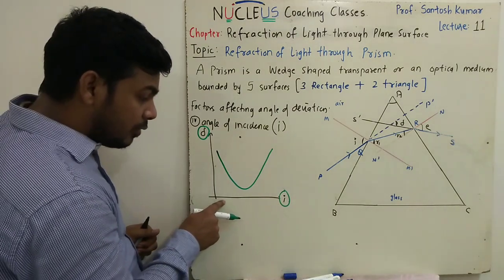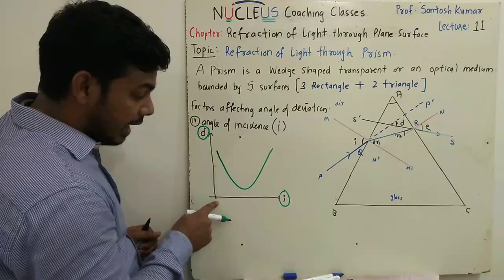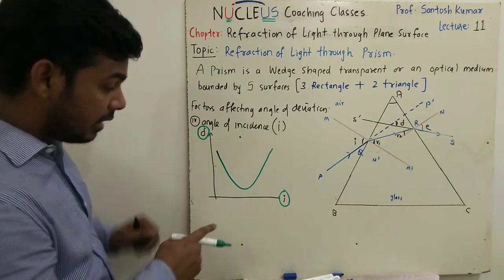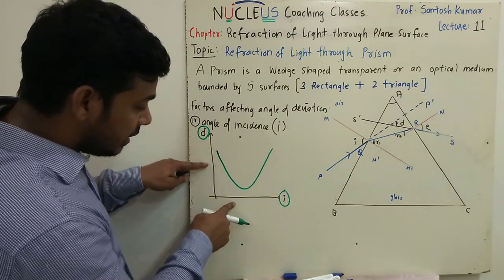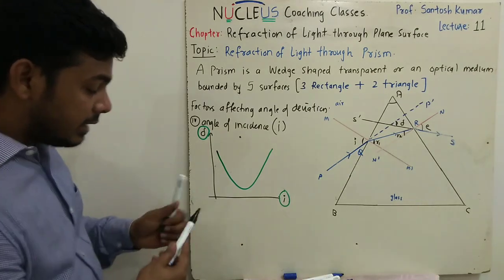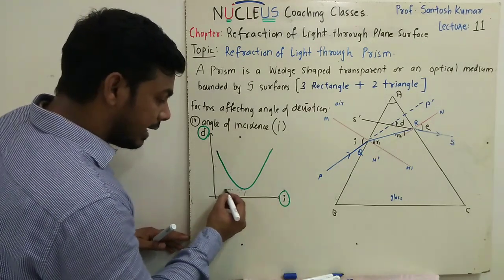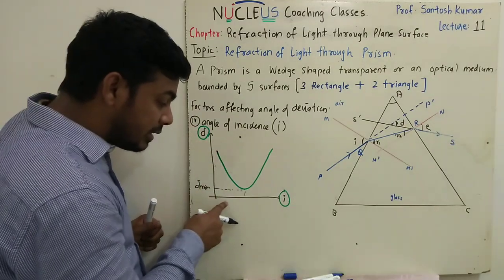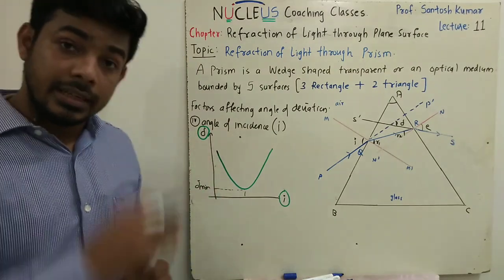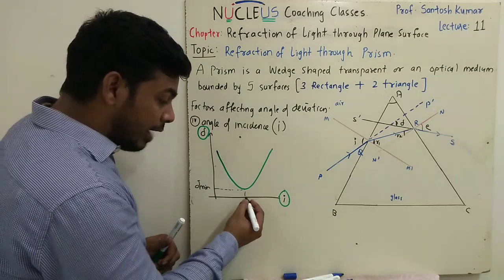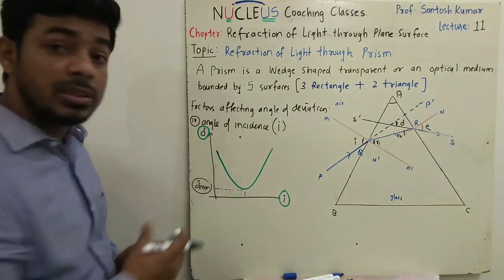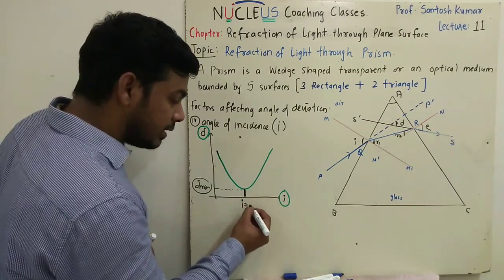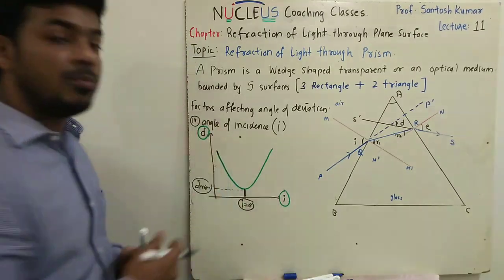As the angle of incidence initially increases, you can see that the angle of deviation decreases, and at a certain angle, this angle of deviation becomes minimum. Remember, as the angle of incidence increases, the angle of deviation decreases, and at a particular value of angle of incidence, the angle of deviation becomes minimum. Now what happens at this angle of incidence? The angle of incidence is equal to the angle of emergence. This is a very important relation.